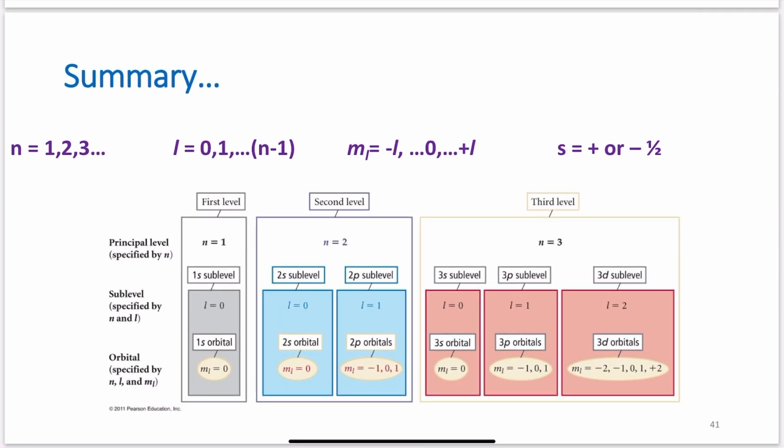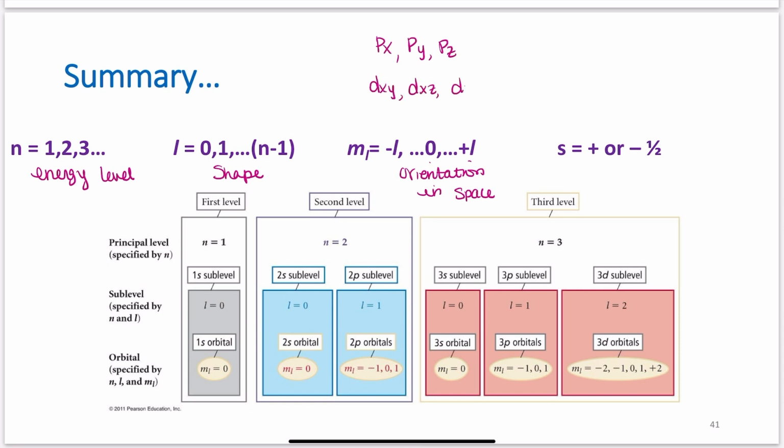So in summary, your N value is your principal quantum number. That's your energy level. L is telling you the shape. M sub L is telling you the orientation in space. So like px, py, pz, dxy, dxz, dyz, dx squared minus y squared, dz squared. You don't have to know the shapes for f's. You do have to know them for the s, p, and d. And s only has one shape, it's just a sphere. And then your M sub S, that should be an M in front of there. M sub S is plus or minus 1/2.